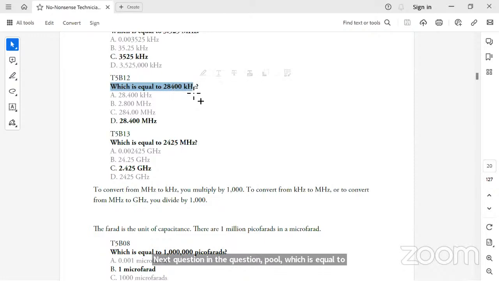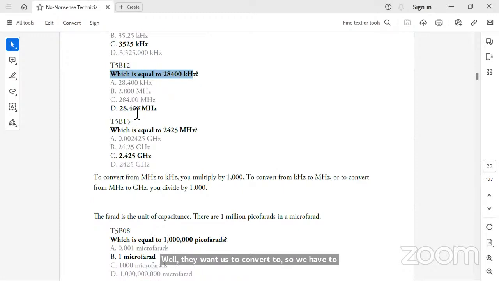Next question in the question pool, which is equal to 28,400 kilohertz. Well, they want us to convert to megahertz, so we have to divide by 1,000. So we get 28.400 megahertz.